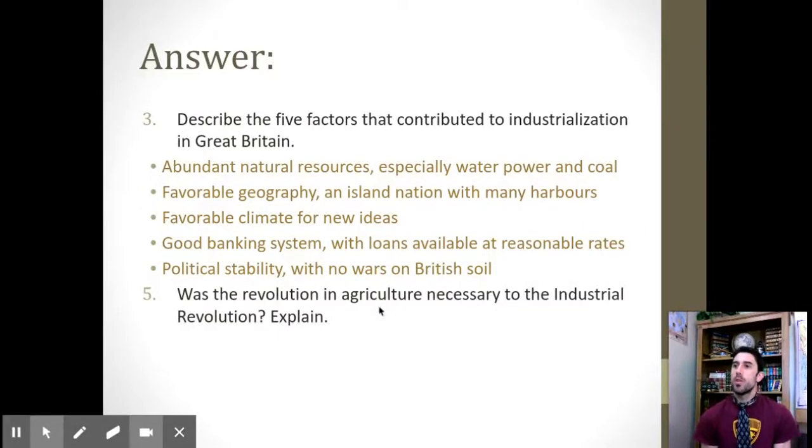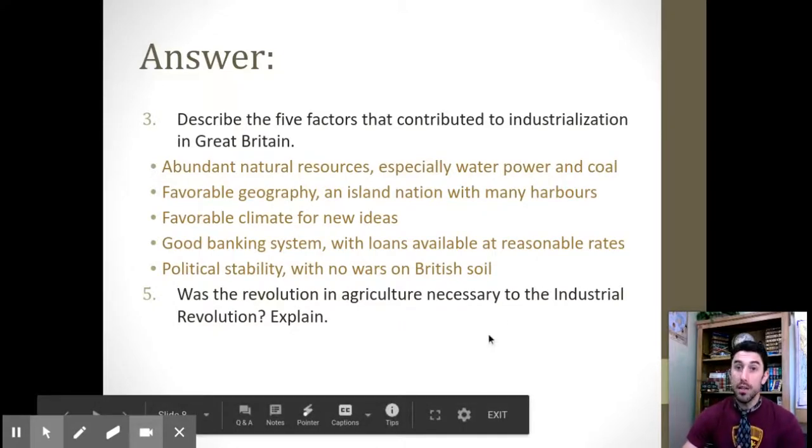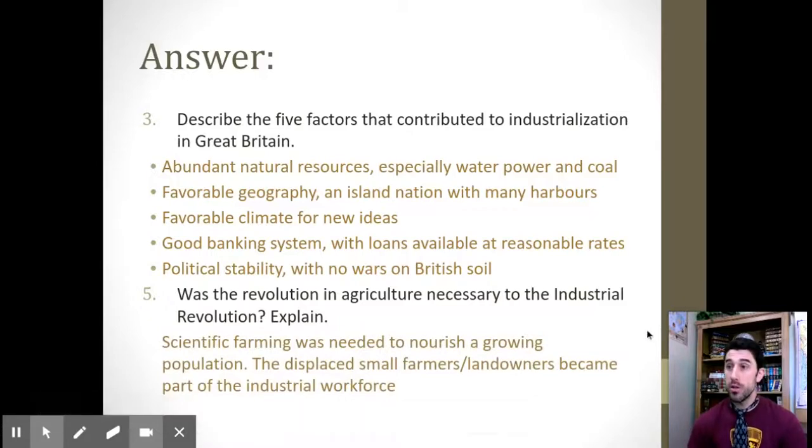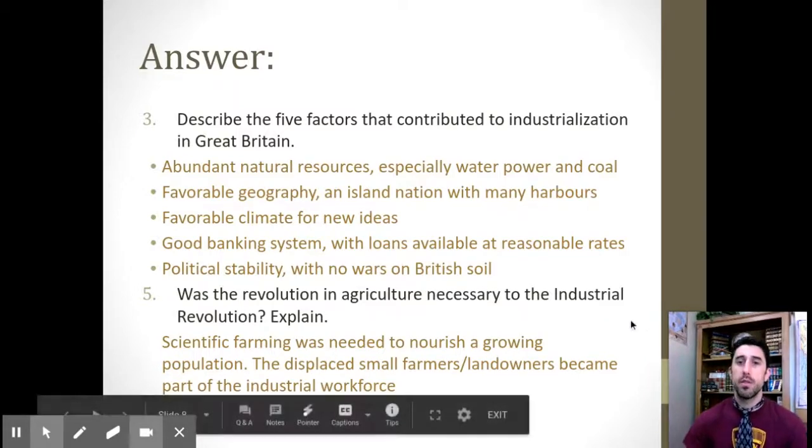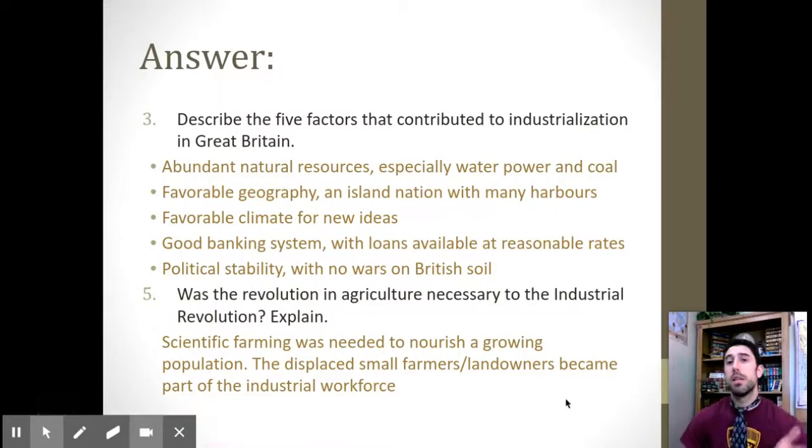Now, was a revolution in agriculture necessary to the Industrial Revolution? Explain. I think you could look at this 2 ways. Yes, it was necessary because it increases food production, which helps to sustain and nourish a growing population base. And the second reason is that it actually displaces those small farmers so that they are now an increasing segment of the population that can be a dedicated workforce for the Industrial Revolution. So 2 reasons: to nourish the growing population and to displace people so that they would work in the factories.